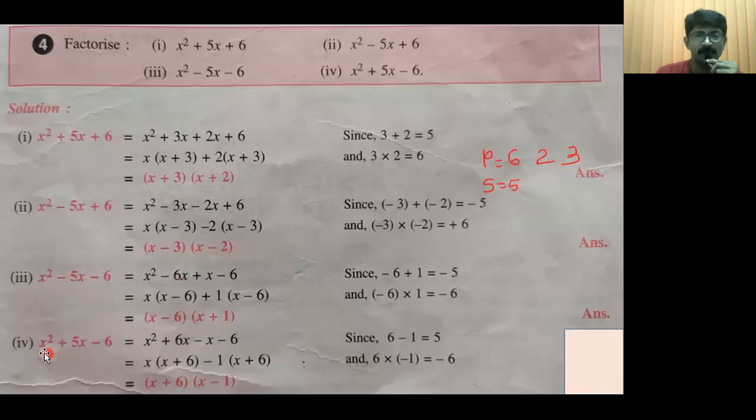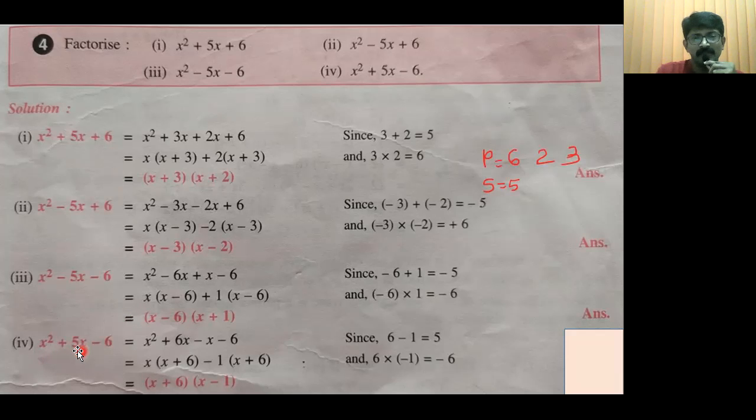Okay, look at this. Let's move to the next question: x square plus 5x minus 6. I hope you have finished writing all three sums. If not, please pause the video here and finish this quickly, immediately. Hurry up. I hope you have finished these first three sums. Let's move to the next question.